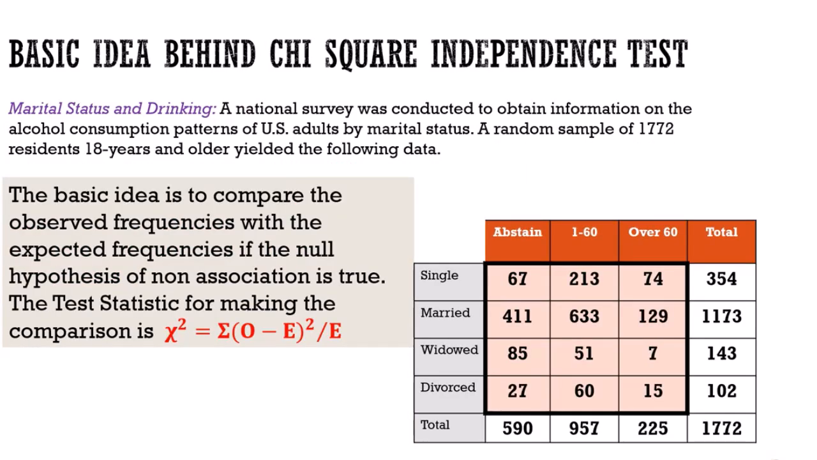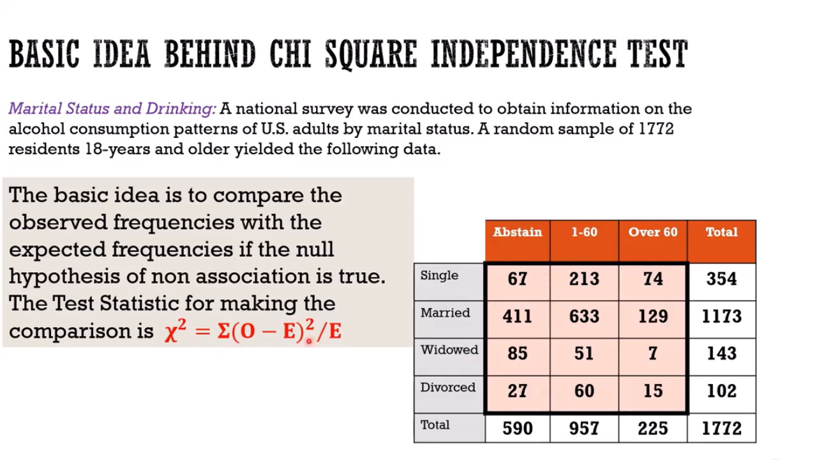Now, here we look at the basic idea, the strategy behind the chi-squared test of independence or test of association. It's the same problem where we are trying to determine if there's an association between marital status and drinking habits, or if they are independent of each other, not associated in any way. Previously, when we were doing the chi-square goodness of fit test, we were working with one-dimensional data. There was only one variable that we were looking at. Here we are looking at two variables. One is the marital status and the other one is the drinking habits, the alcohol consumption by the different individuals. And then we are trying to find an association.